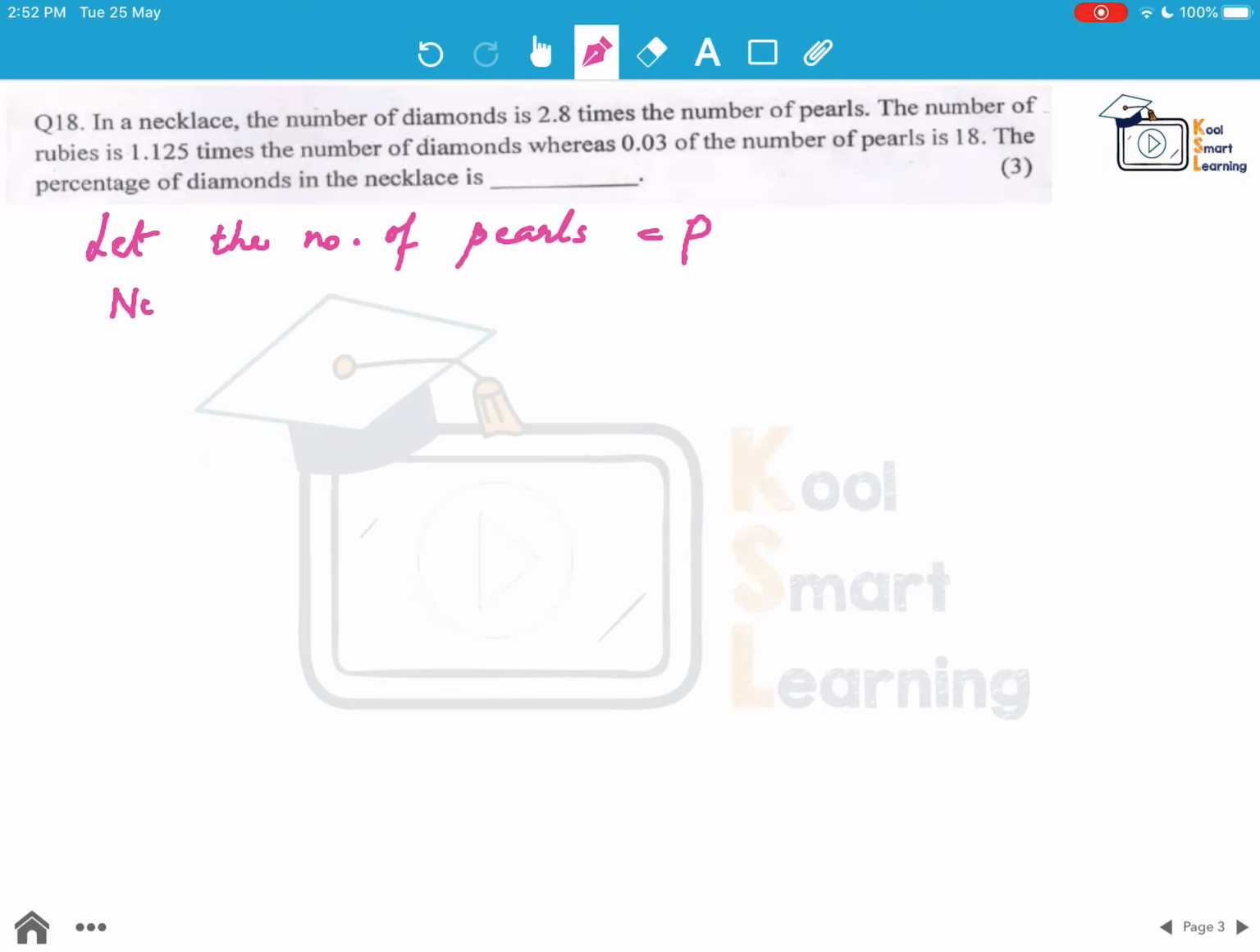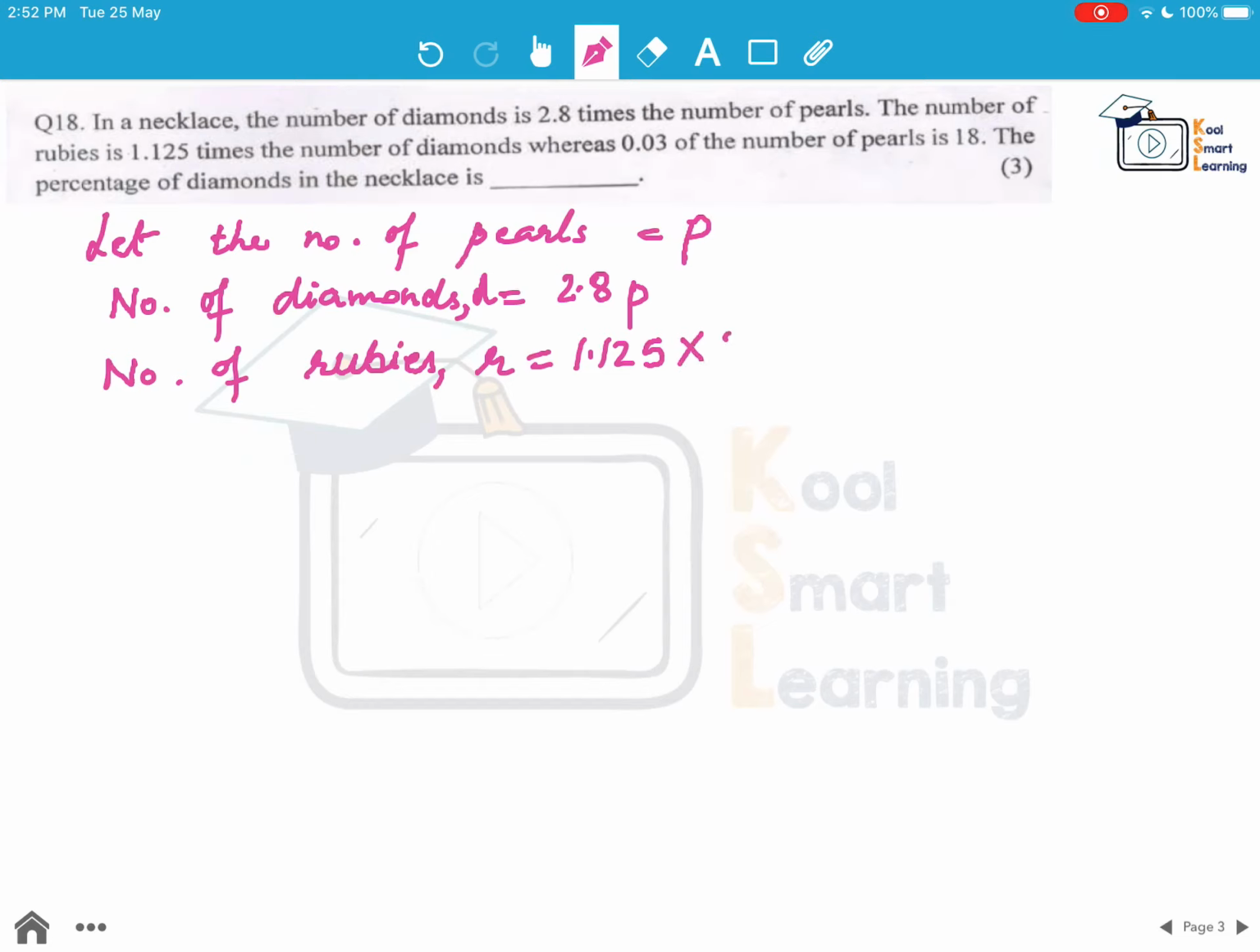So now the number of diamonds in the necklace is equal to 2.8 times of P. So we can call it 2.8 P. Let's say this is D. And the number of rubies in the necklace, let's call it R, is equal to 1.125 times of the number of diamonds, which is 2.8 P. So this comes out to be 3.15 P.